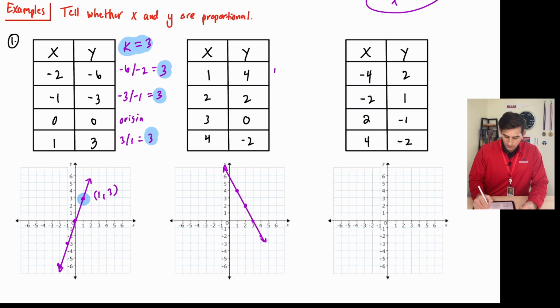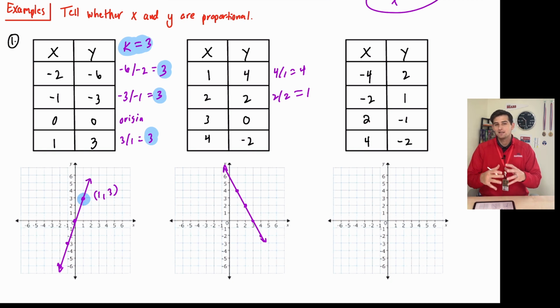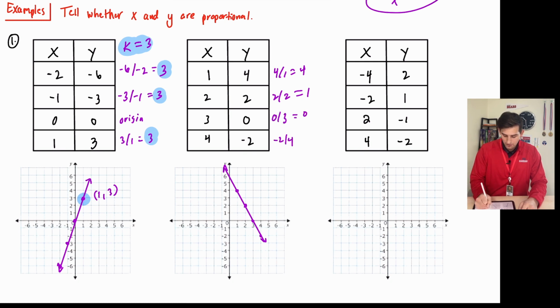This would be 4 divided by 1, which is 4. Our next point is 2 divided by 2, and that is 1. So already we can see that y divided by x is not the same every time. In that case, it tells us that this relationship is not proportional. We can even see here 0 divided by 3 would be 0, and negative 2 divided by 4 would be negative 1/2. So all of those are not the same, which tells me that this relationship is not proportional.